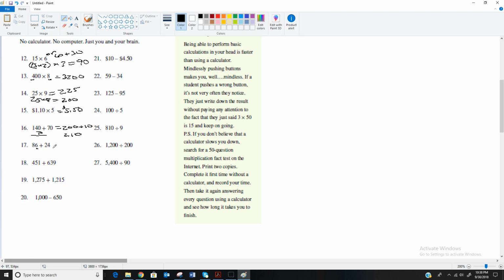Here, since we have a 6 and a 4 on the end, that makes a 10. So you have 8, 9, 10, and then another one, you have 11. 11 tens, which is 110. This one's a little harder.